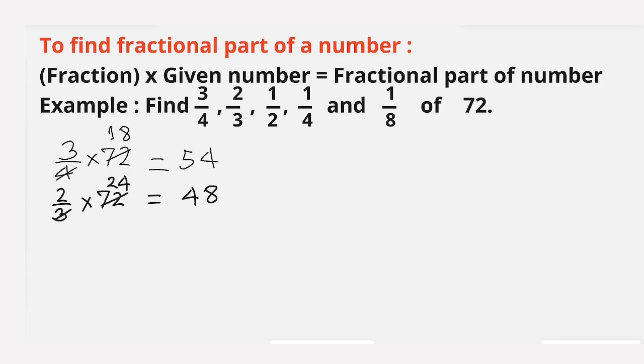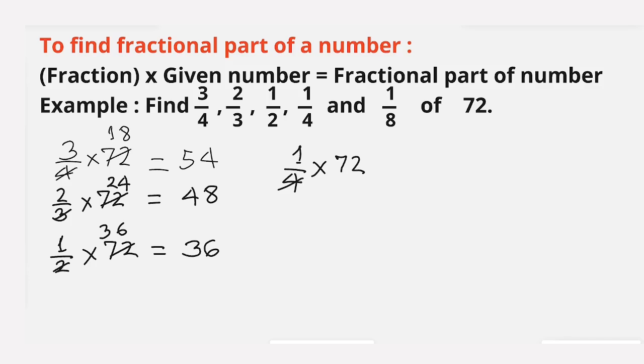Now we have to find 1 upon 2 of 72. 1 upon 2 multiplied by 72. 2 goes into 72 thirty-six times and 36 times 1 is 36. So half or 1 upon 2 of 72 is 36. Now we have to find 1 upon 4 of 72. So we multiply 1 upon 4 by 72. 4 goes into 72 eighteen times and 18 times 1 is 18. So 1 upon 4 of 72 is 18.